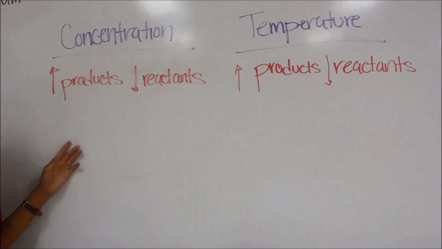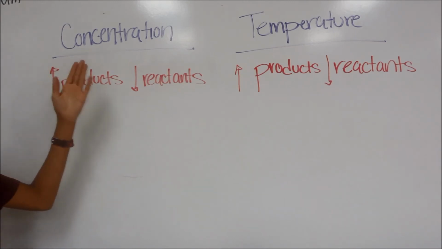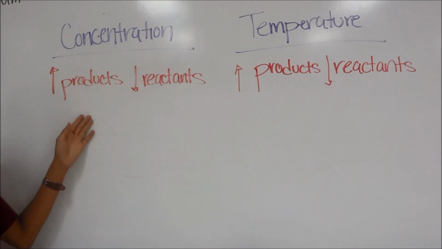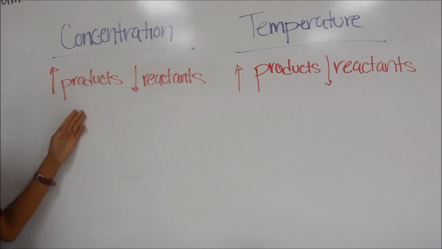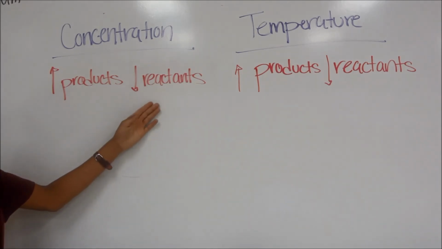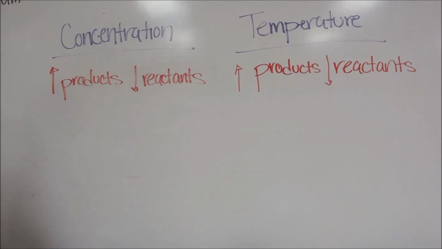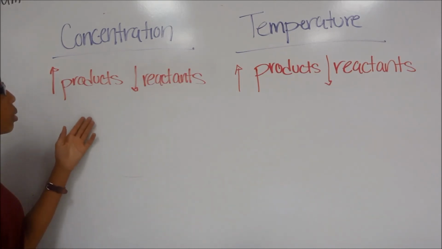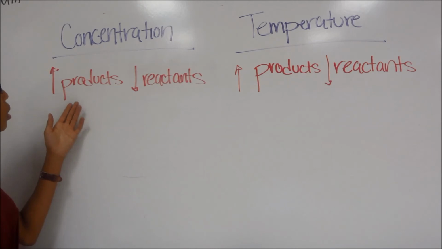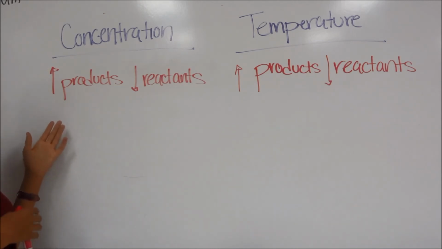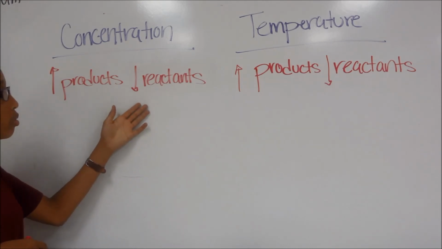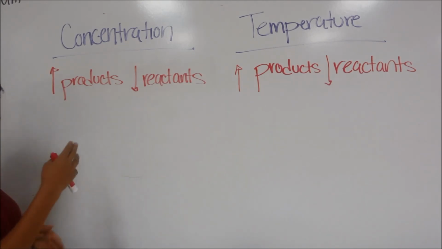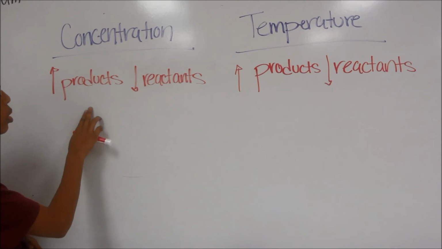For example, in the two elements, concentration and temperature, they both have inverse proportions. If the products have a higher concentration, the reactants will have a lower concentration. This means that in the equilibrium, when the products have a higher concentration of mass or matter, the reactants will inversely have a lower concentration than the products.